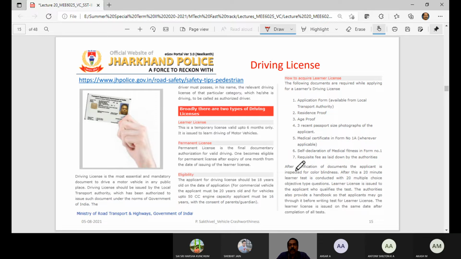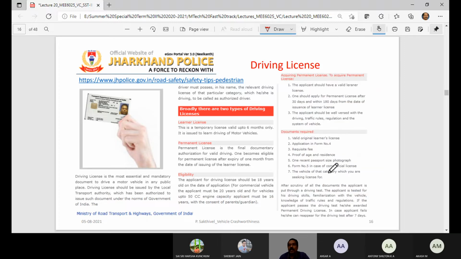And then you go in for the permanent license. There are eligibility criteria, and those are listed. I have just put it here instead of reading it, because of the time constraint. I leave it to you to read. So how to acquire a learner's license? There are points here. And similarly, how do you get your permanent license in our country? You have all the points given here. And what are the mandatory requirements of documents that are supposed to be submitted as well?